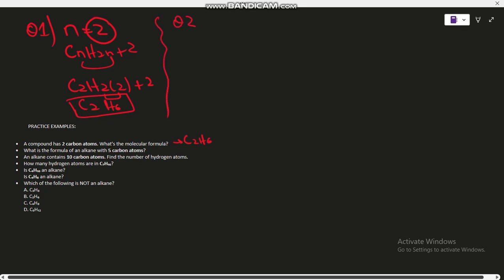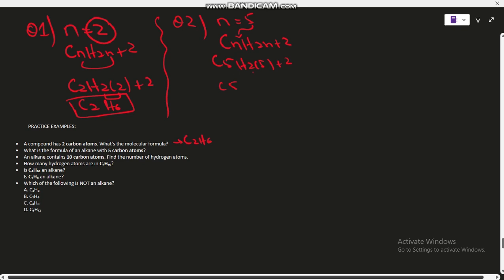Let's look at question number 2. Question number 2 says, what is the formula of an alkane with 5 carbon atoms? What changed here is that the number of carbon atoms becomes 5. So it's the same thing, CnH2n+2. The same formula is applied, 5 in place of n. So C5H(2×5+2). This is C5, this becomes 10 and this becomes 12. So C5H12.